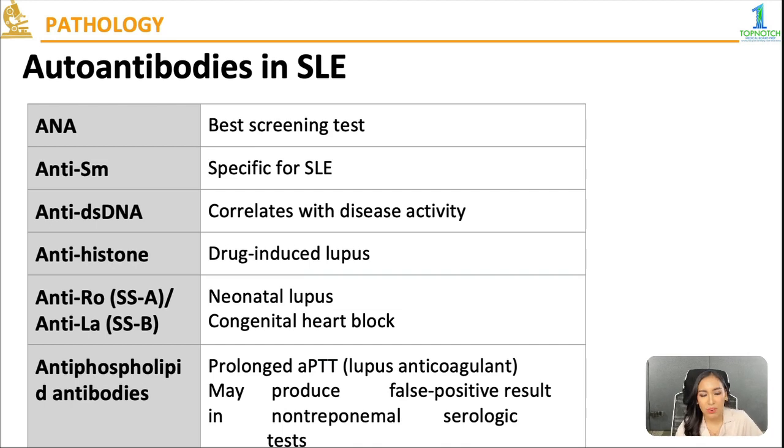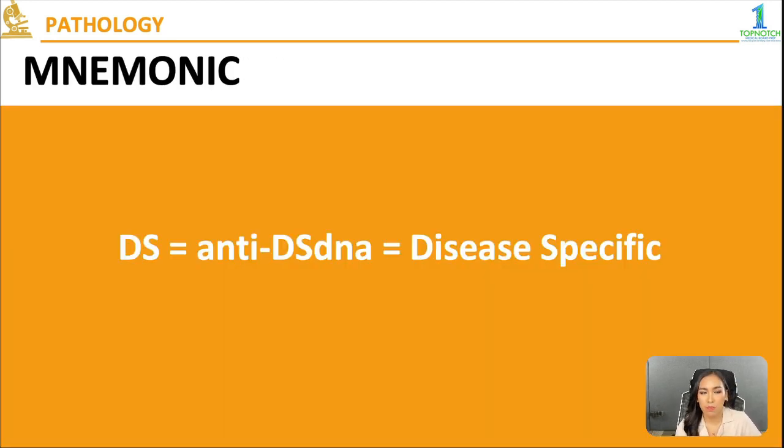So how do you remember? Ang dami-dami. Well, one of them, the most important is anti-dsDNA. DS, anti-dsDNA. D and S, disease specific. Okay, lagi nilang tinatanong yan, super high yield.